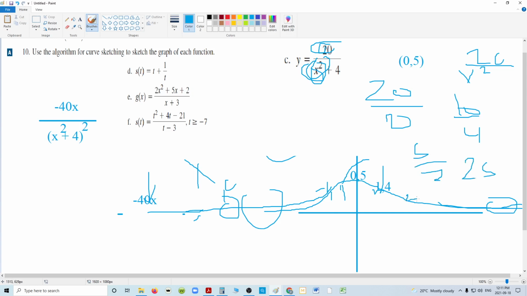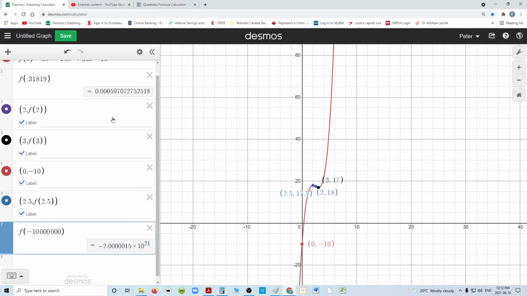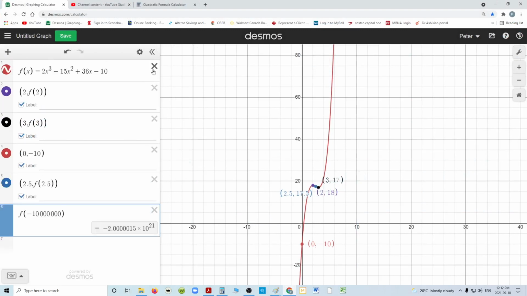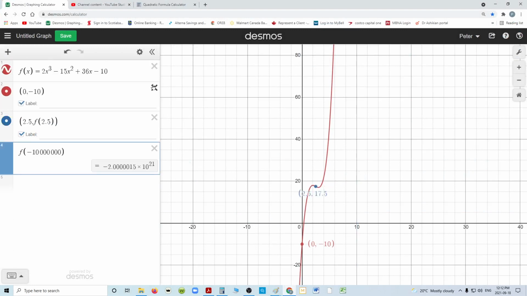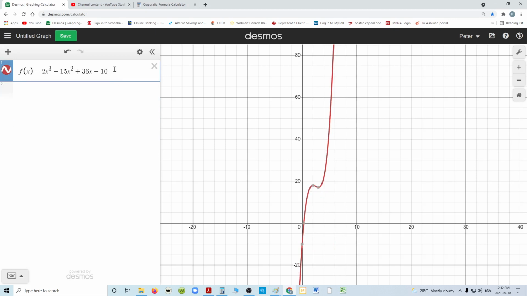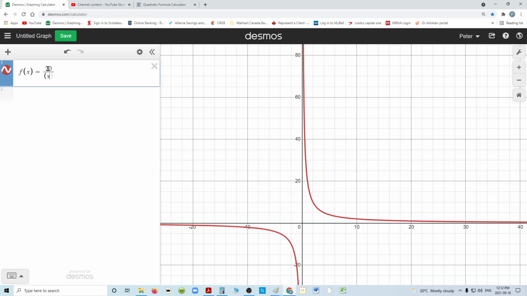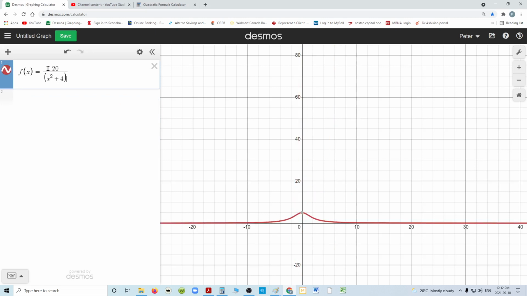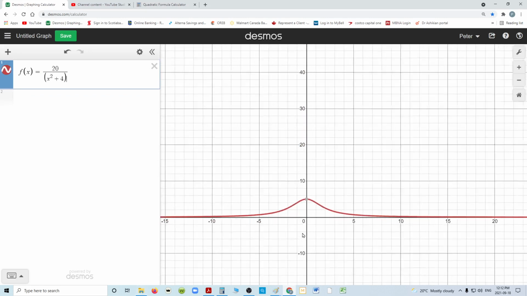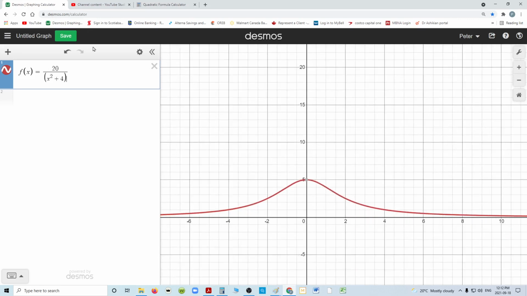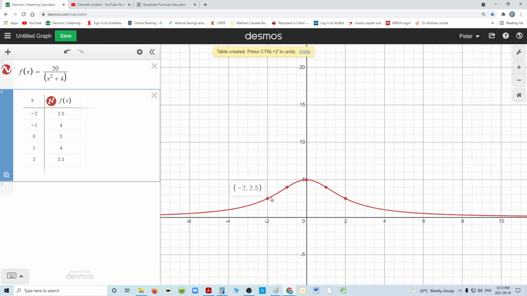Which means here at 2, you're going to get 2.5. And here at negative 2, you're going to get 2.5, and so on. But if we graph this, we're going to get exactly what we expect. We take a couple of table values, and we can indeed see exactly what we anticipated.